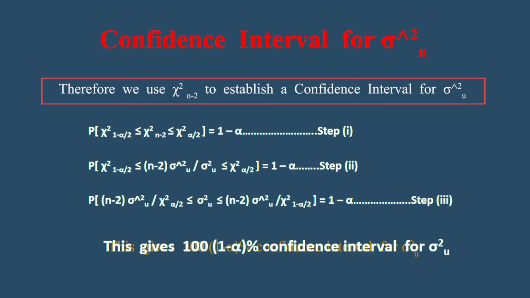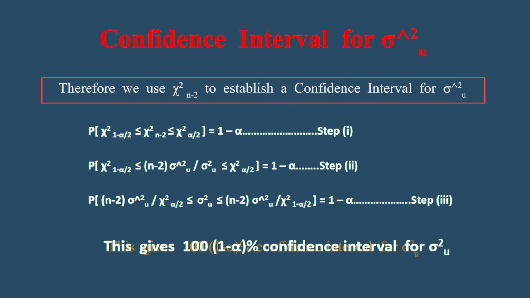Now we go for the final step, step 3. In step 3 we multiply n minus 2 and sigma square hat on both the sides, and then we keep only sigma square u in the middle because this is the population variance. This population variance is basically unknown, and that should lie within the confidence interval. If it lies within this confidence interval, we accept the null hypothesis, which means there is no significant difference between the population variance and the sample variance. Otherwise, if it is less than or greater than, then we can reject the null hypothesis.